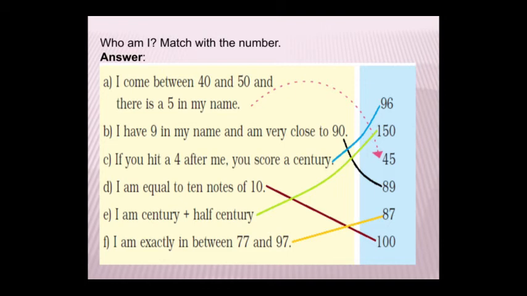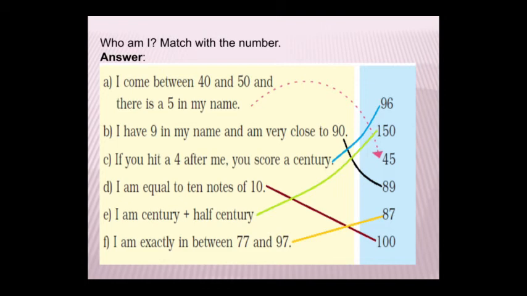So the answer is 89. If you hit a 4 after me, you score a century. Century means how much? It is 100 runs. See here, the number 96, if you add 4, it will be 100. So the answer here is 96, because 96 runs you already obtained. So if you hit 4 for that, it will be a century, meaning 100. 96 plus 4 is 100.